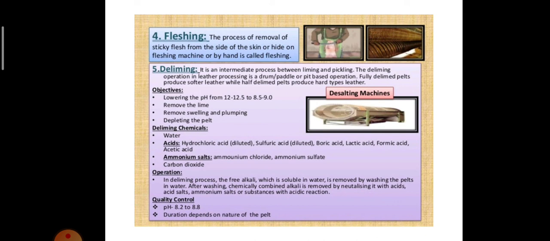What are the objectives behind that? That is lowering the pH from 12 to 12.5 down to 8.5 to 9. So that is, we are lowering the pH. This can be checked by means of a pH meter or pH paper also. Remove the lime, that is, excess lime. Remove swelling and plumping effect.